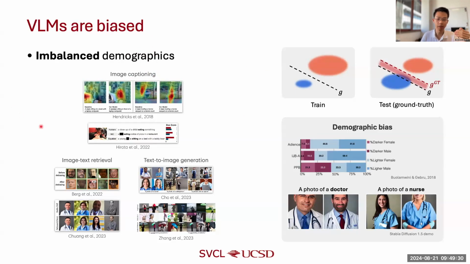So just like other vision models that involve human subjects, VLMs also suffer from biases caused by imbalanced demographics in its training data. For example, models are shown to associate certain occupations like doctor or nurse overwhelmingly with one gender over the other. So this negatively affects the fairness of VLMs in tasks like classification, captioning, retrieval, even image synthesis.